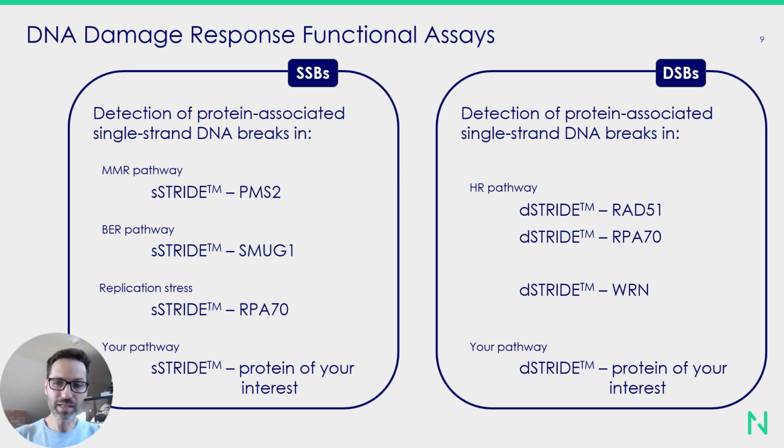On the left, you can see the list of assays built on our sSTRIDE, like sSTRIDE PMS2, SMUG1, and RPA70, and on the right, similarly, assays built on dSTRIDE basic variants, such as dSTRIDE RAD51, RPA, or WRN. Importantly, with our expertise, it is possible to customize the existing assays to suit your needs and also develop completely new assays, targeting the protein of your interest.